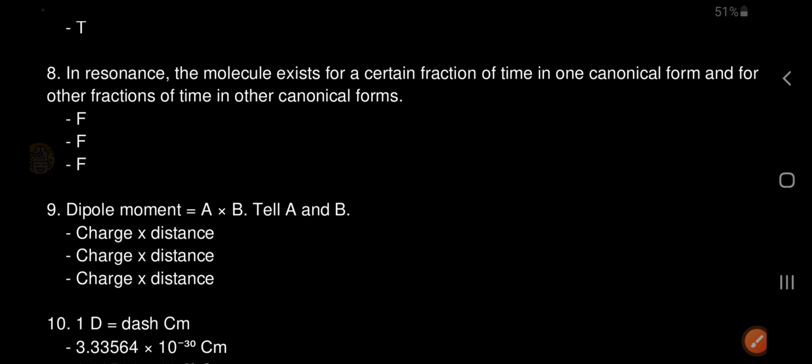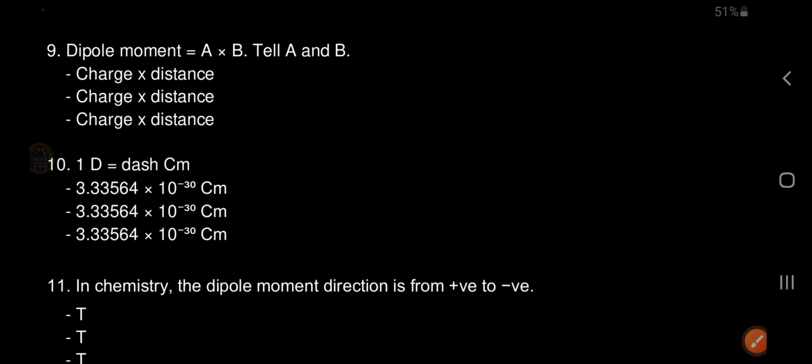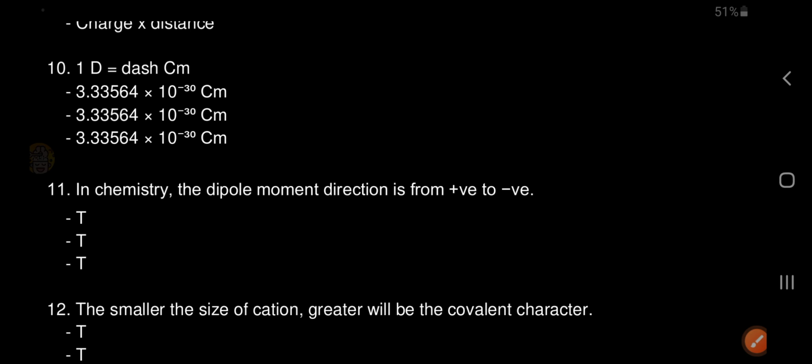Dipole moment is equal to A into B. Tell A and B. Charge into distance. 1D is equal to 3.33564 into 10 to the power minus 30 coulomb meter. In chemistry, the dipole moment direction is from positive to negative. True.